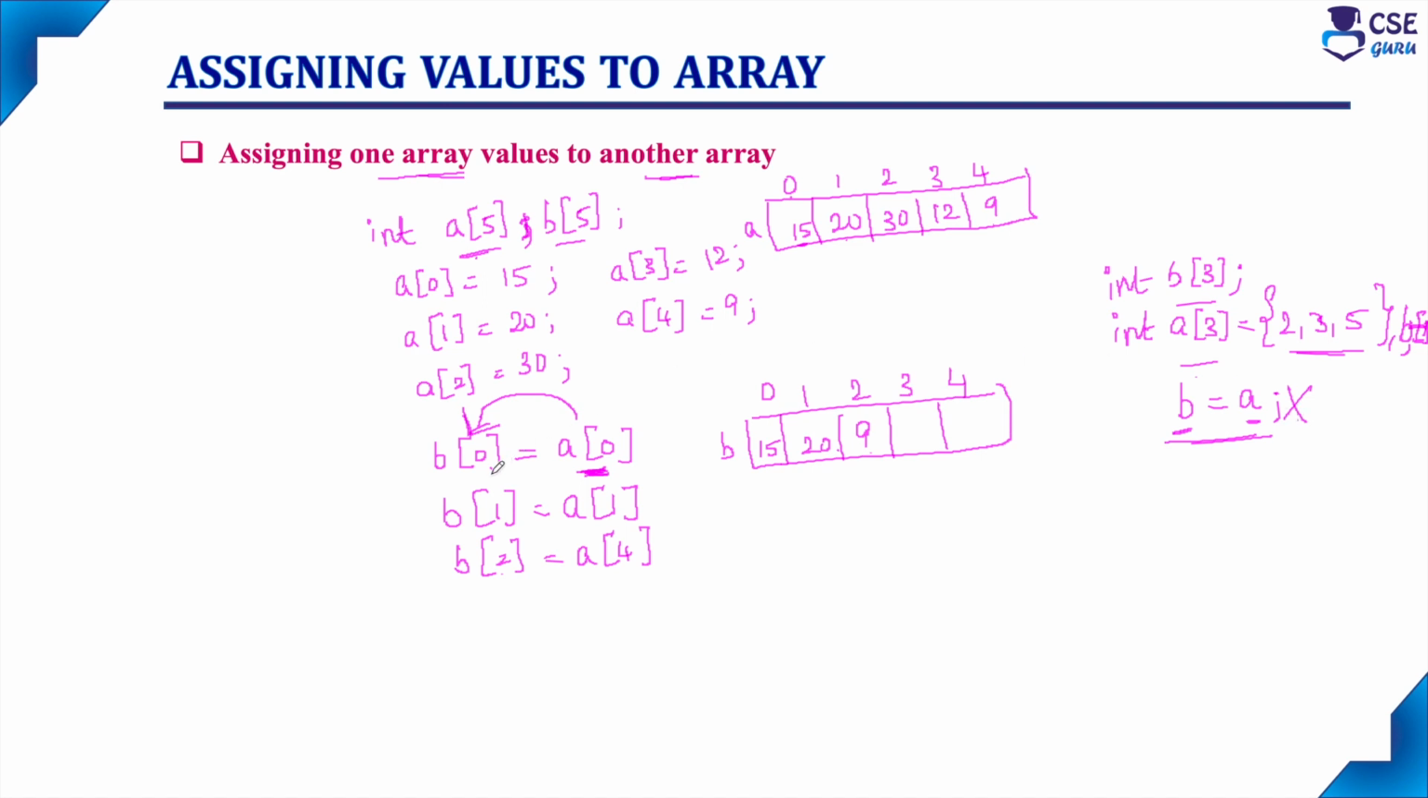So only with the help of individual array elements, whatever value is stored, that we can copy to another array element. That is possible with proper declaration. So this is actually wrong.